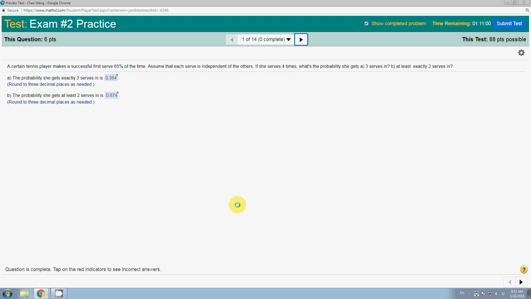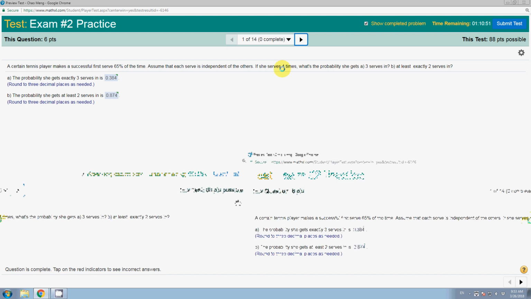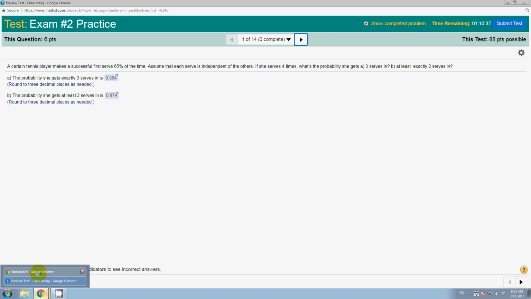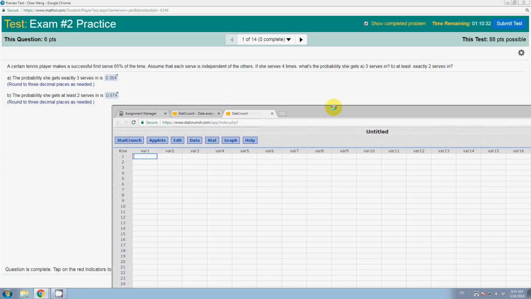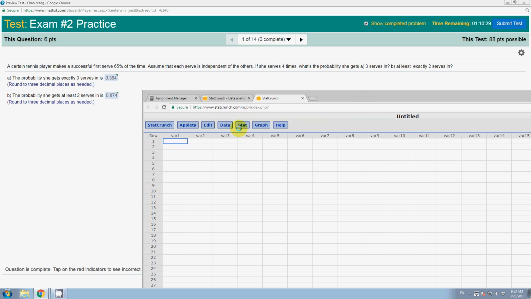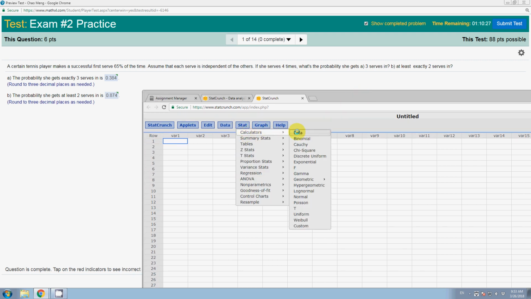So after we read this, we know we are talking about 3 successes out of 4 trials. If we recall the content we learned in chapter 6, we know it is talking about binomial distribution or binomial random variable. So for calculating a probability from a binomial random variable, let's use StatCrunch. Let me open StatCrunch. Let's click Stat, Calculators, Binomial.